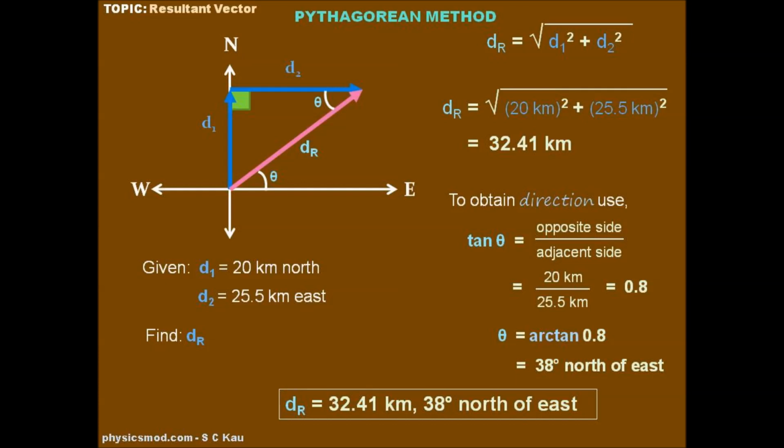Why north of east? It's because in geometry, the angle here is the same as the angle here, and that's north of east. The end of our lesson.